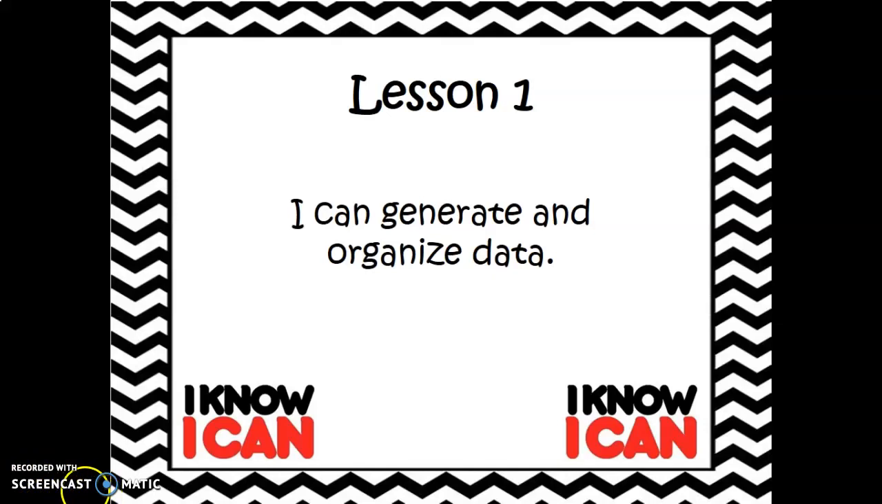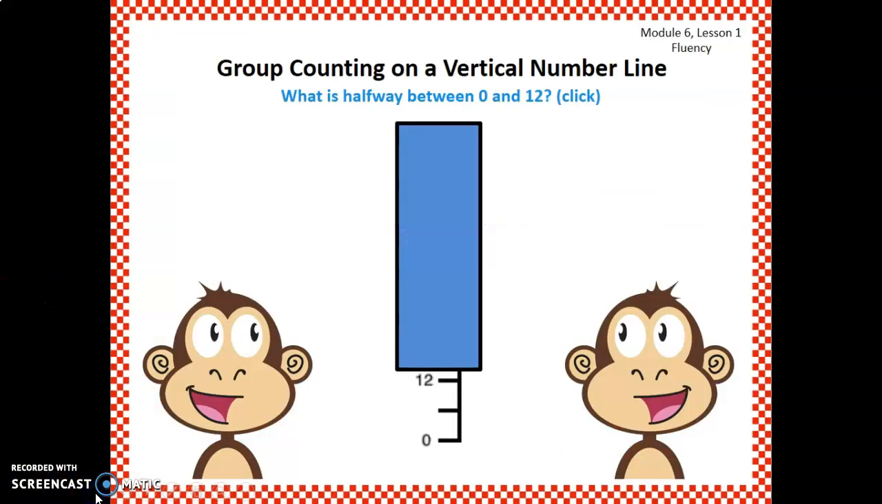Before we get to that though, we'll do some fluency to try to keep our multiplication and division strong and our skills sharp. First thing we want to look at is group counting on a vertical number line. You guys know what a number line is. This is just a number line that goes up and down instead of sideways, and that's why they call it a vertical number line. What's halfway between 0 and 12?